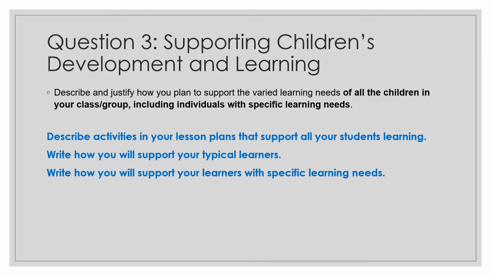And then question 3C is describe and justify how you plan to support the varied learning needs of all the students in your class or group, including individuals with specific learning needs. So describe the activities in your lesson plans that support all of your students' learning. Write how you'll support your typical learners, write how you will support your learners with specific learning needs. You can just give them examples of the activities that you're doing, because that's your support.